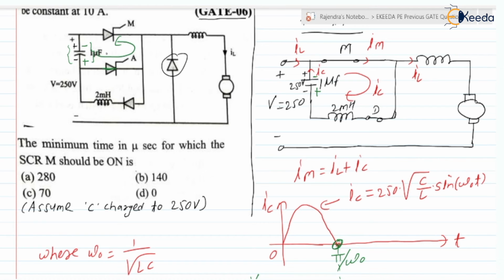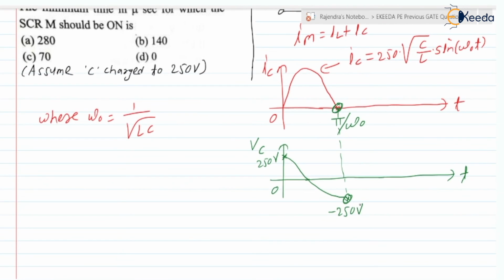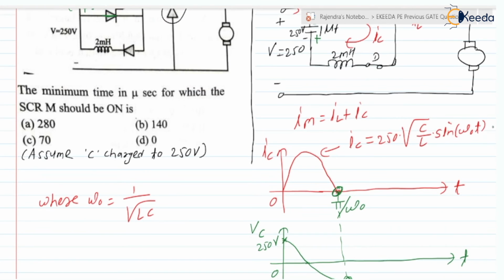Yes, the capacitor will try to discharge through this loop, but the capacitor voltage will appear as a reverse voltage for the thyristor and our thyristor M will turn off. Okay. So if you check, if the auxiliary thyristor is turned on, because our task is to find the minimum on time, the minimum time in microsecond for which SCR M should be on, they have asked.